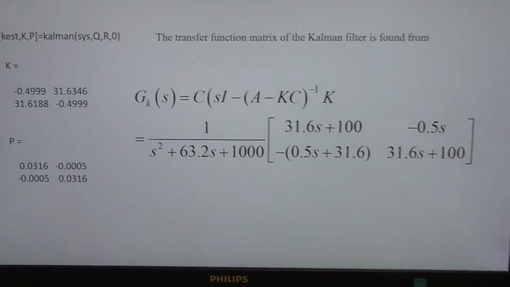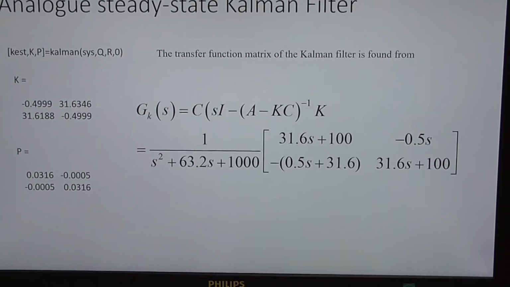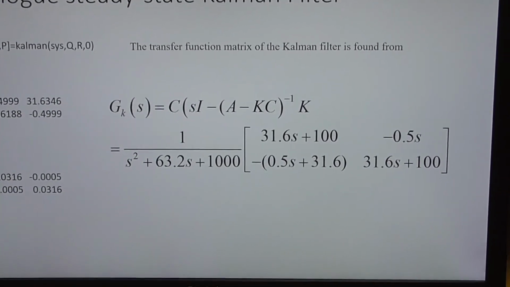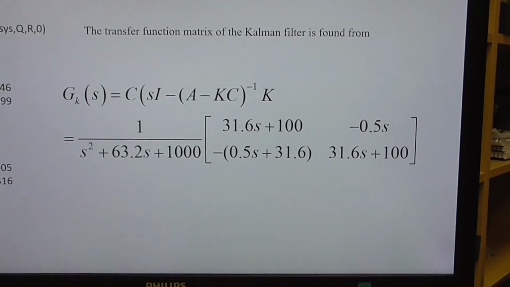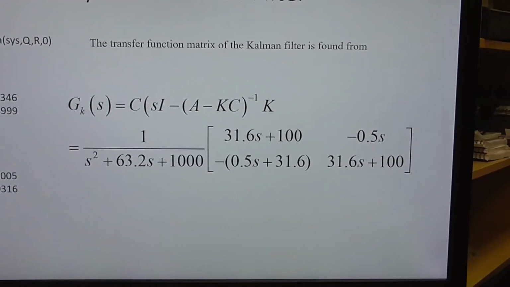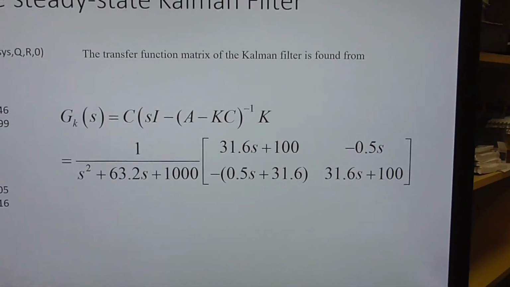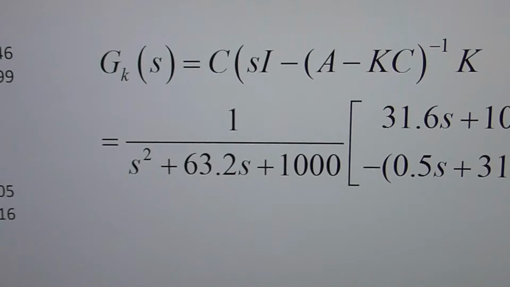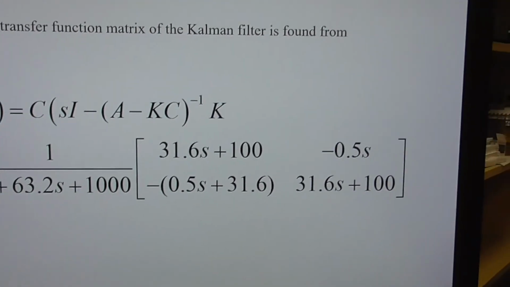If you work out the transfer function of the Kalman filter itself in MATLAB, let's say, we get this. It's interesting. So it's a matrix of transfer functions, or we call it a transfer function matrix. So there's 4 of them. And you notice the second order here. And then there's these 4 here. So it's like 4 transfer functions.